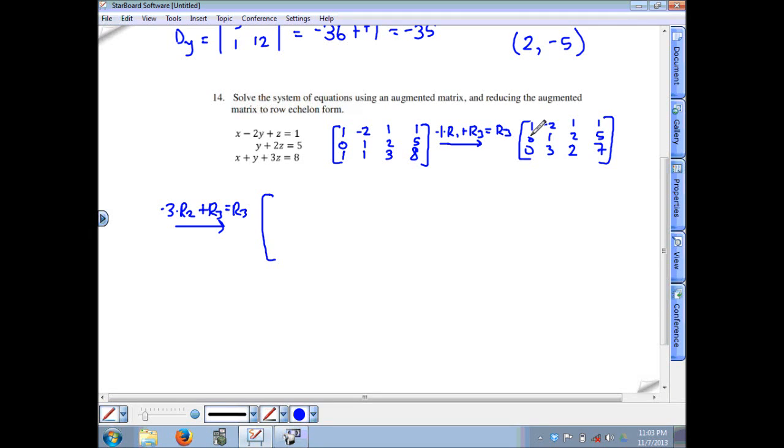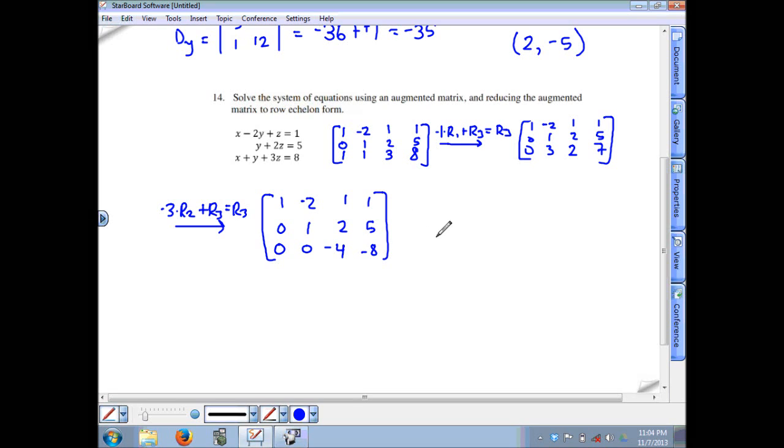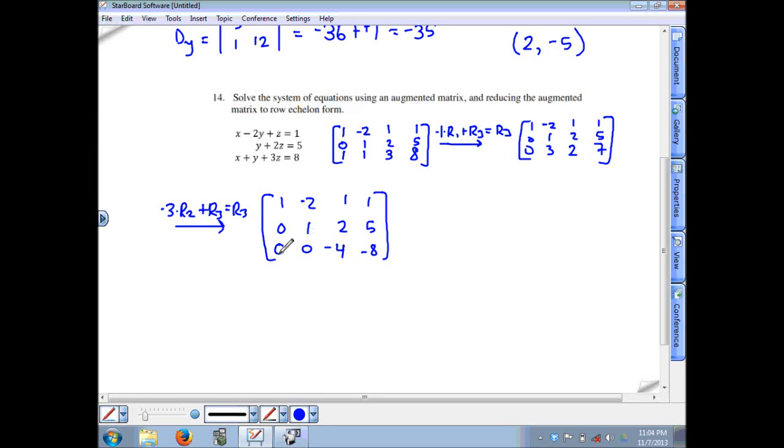So -3 times this 0 plus that 0 is still 0, so we have a 0. -3 times 1 is -3, plus 3 is 0. -3 times 2 is -6, plus 2 is -4. -3 times 5 is -15. -15 plus 7 is -8. Now this bottom row has a 0, 0, and a -4 and a -8.